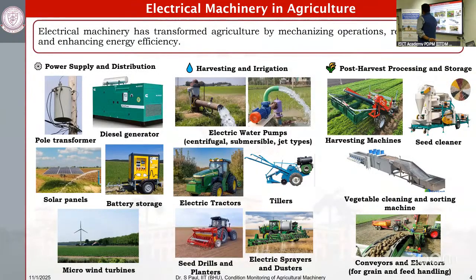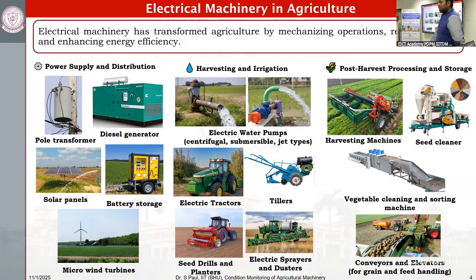Generator, solar panels for the power generating part. This wind one is not popular in our country. This is mostly the foreign farmers. They have their own small wind turbines. For harvesting and irrigation, you have electric water pumps, you have electric tractors, tillers, and so on and so forth.